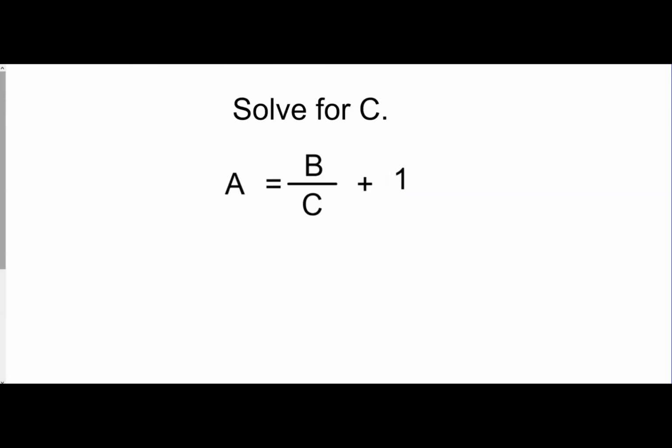So here we go. The first little equation, A equals B divided by C plus 1, and they want you to solve for C. So this is the chosen variable. We want to get it by itself.